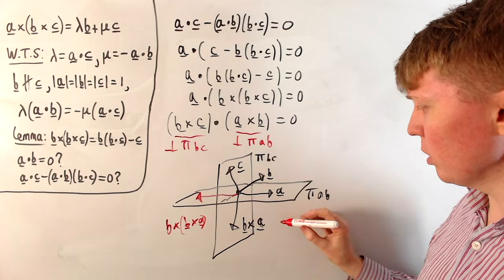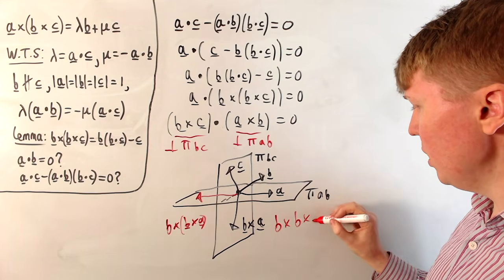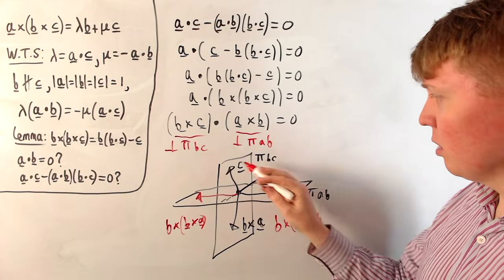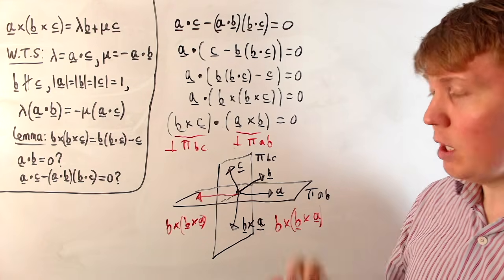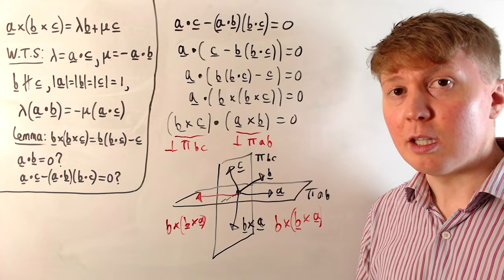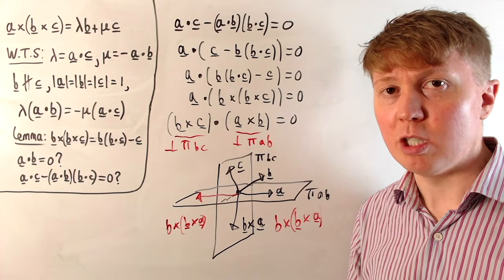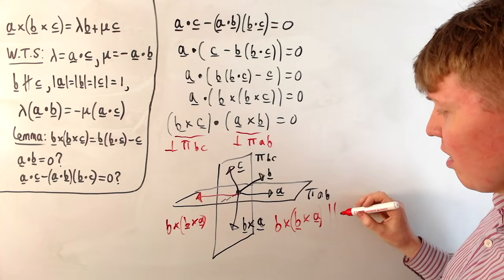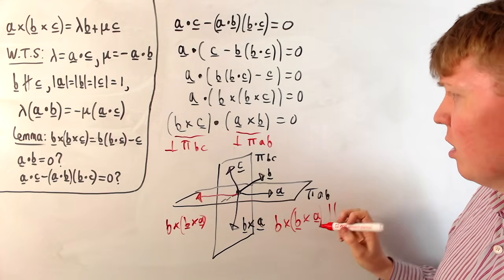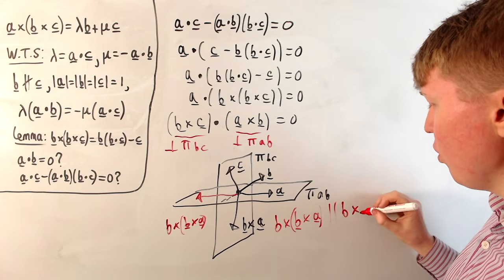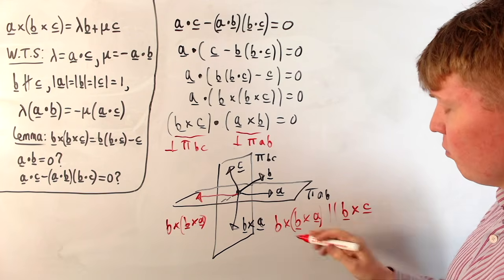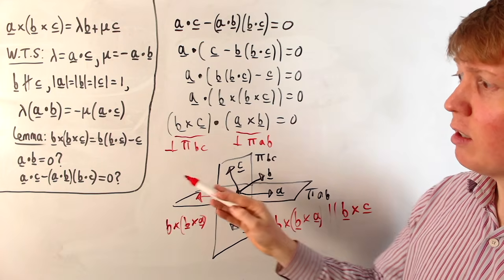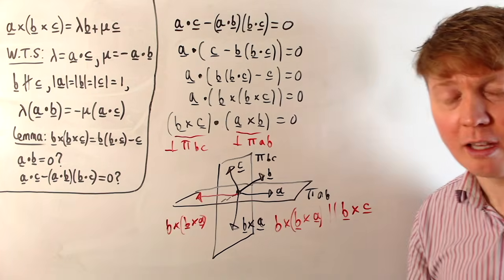And this is really cool, because now we've got B cross A, because this is a normal to this plane pi BC. We also know that B cross C is also a normal to this plane. So these two have to be parallel to each other. There is only one normal, really. This is unique up to being a scalar multiple. So B cross A is actually parallel to B cross C, and this information is going to be really useful now in finishing the proof off in this special case.